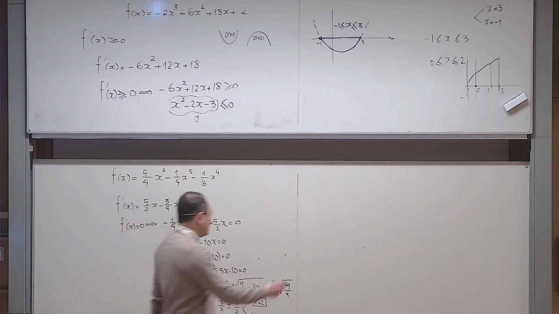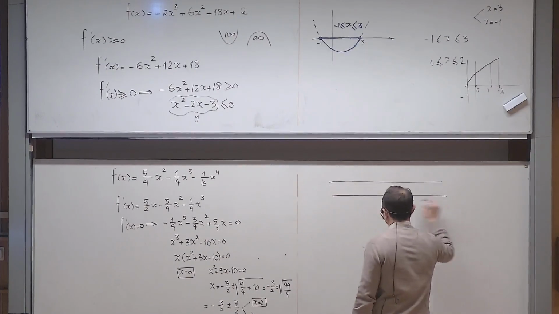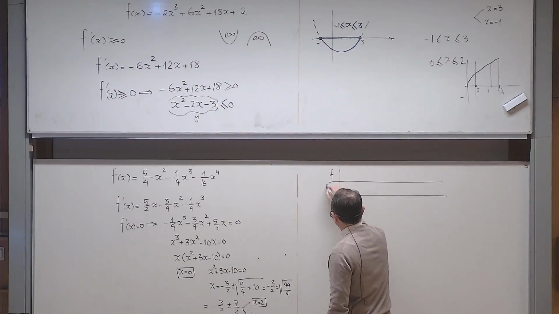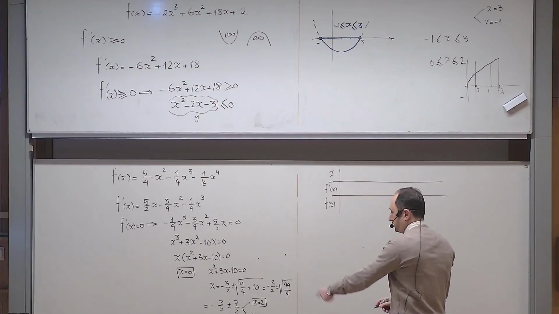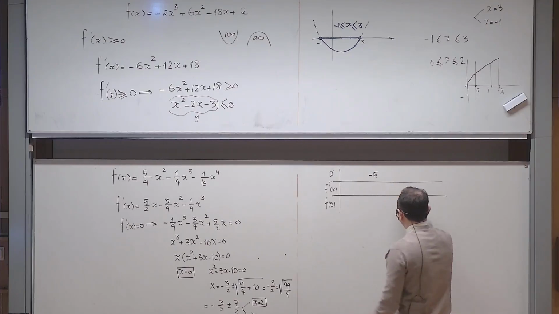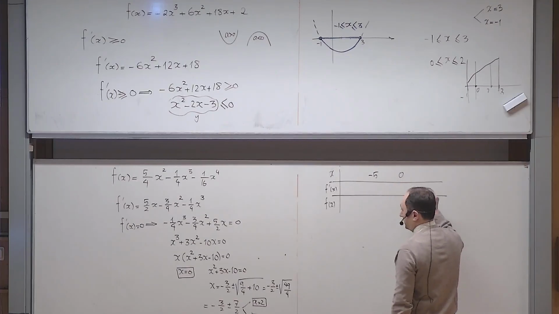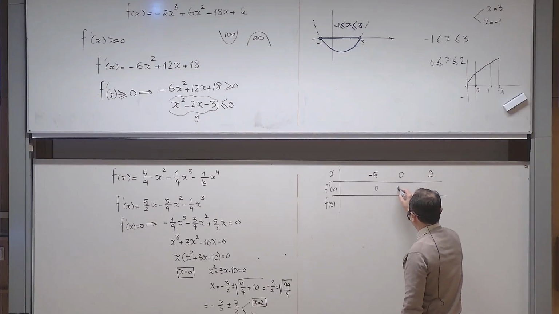So what should I do? I have to do it in this long way. So what should I write? I would write f here, f prime of x here, and f of x here. Sorry, that was wrong. I have to write x here. So what are the numbers? These three numbers in order. The smallest one is minus 5, the next one is 0, and the next one is what? 2, yes. And then we know that the derivative here is 0, 0, 0.